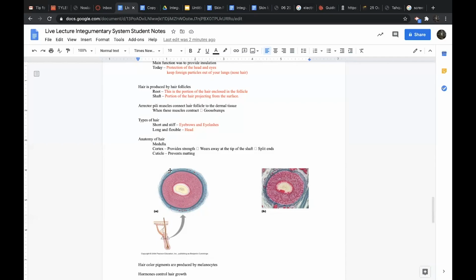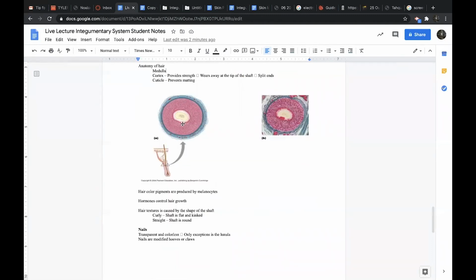And then we have the blue part. This blue part on the outside is called the cuticle. It's kind of like a waxy coating, so to speak. And that's what prevents it from matting. So yeah, the cuticle is the blue on the outside. The cortex is all of this pink, and the medulla is the white center. Okay, hair pigments are also produced by melanocytes, so whether your hair is blonde or brown or red, or any variance between there, it's melanocytes.